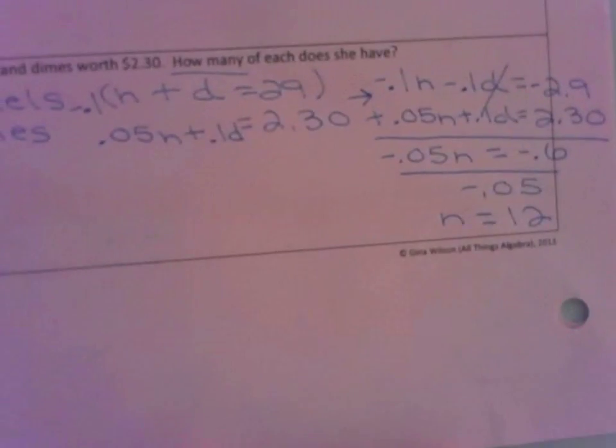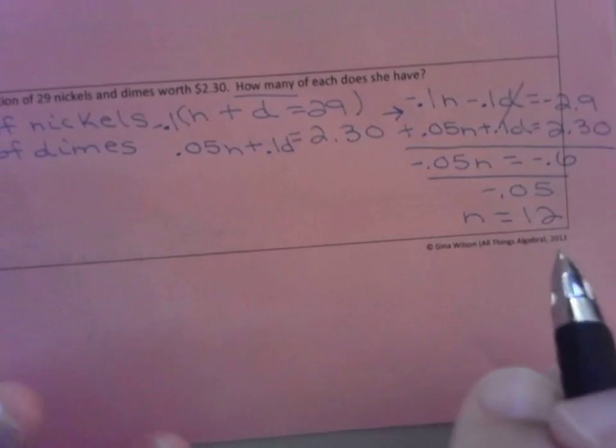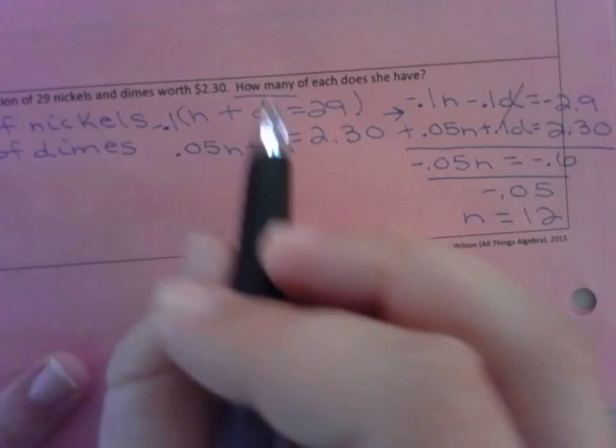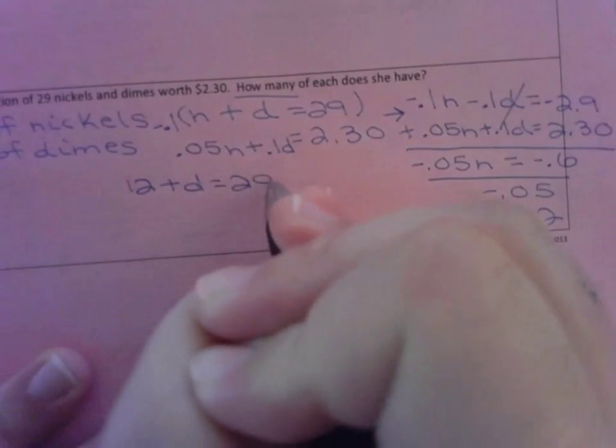Okay, now, have I answered the question? No. How many of each? So I know she has 12 nickels. How do I find how many dimes? What's the easiest equation to plug it into? The top one, because it's just n plus d equals 29. So 12 plus d equals 29.